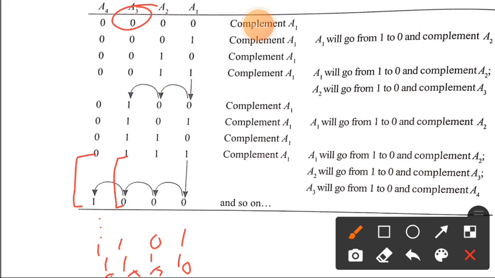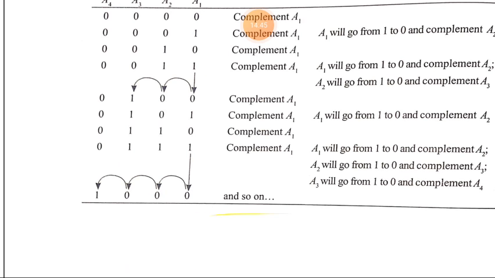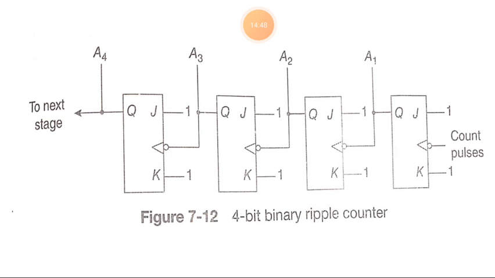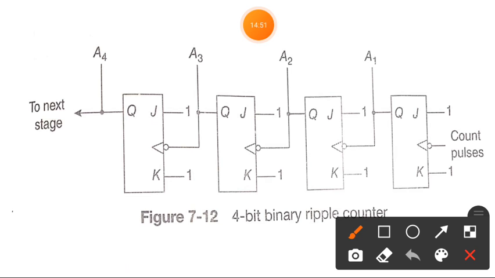So here in this case 1 1 1 1 is 15, then again it changes to 0 0 0 0. It indicates that A4 is changed to 0 when A3 goes from 1 to 0. So here in the last flip flop, the output of A3 is connected to the clock input of A4, and J and K are connected to 1, and it toggles the output A4 when the clock triggers.